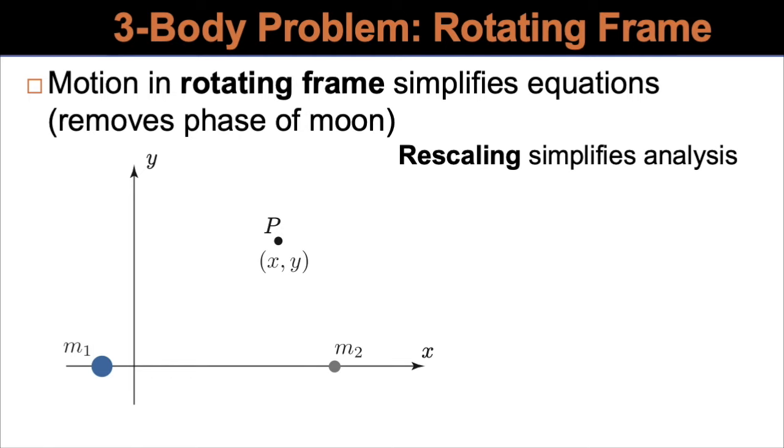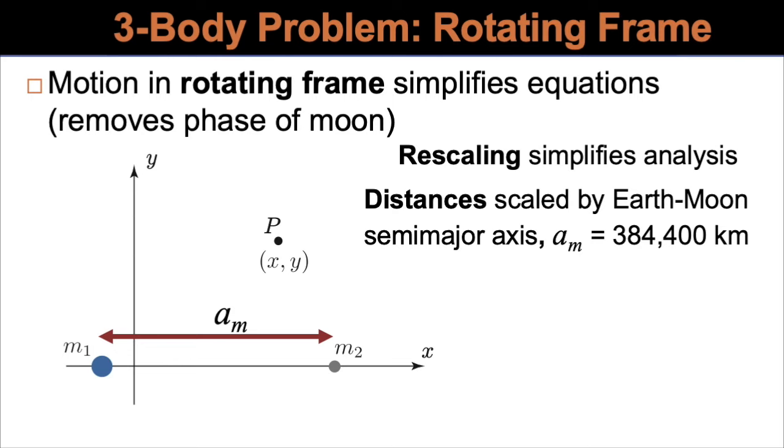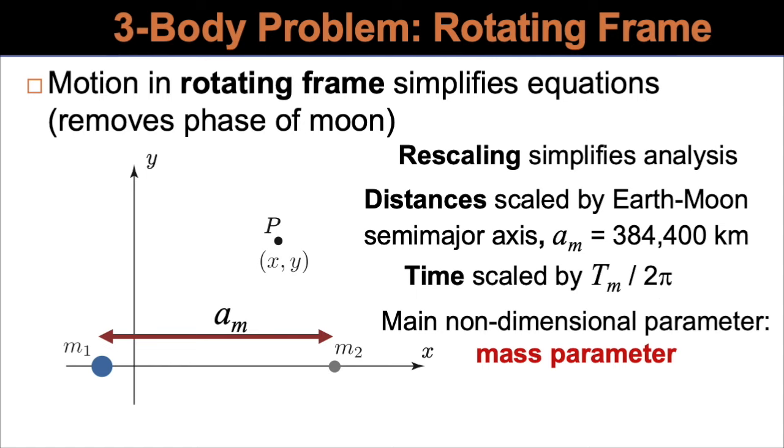We also do rescaling. Instead of writing things in terms of kilometers, we tend to normalize by the semi-major axis, or just think of it as the Earth-Moon distance. That becomes our length scale. So one non-dimensional unit is 384,400 kilometers. The time is also scaled by that sidereal period divided by 2 pi.